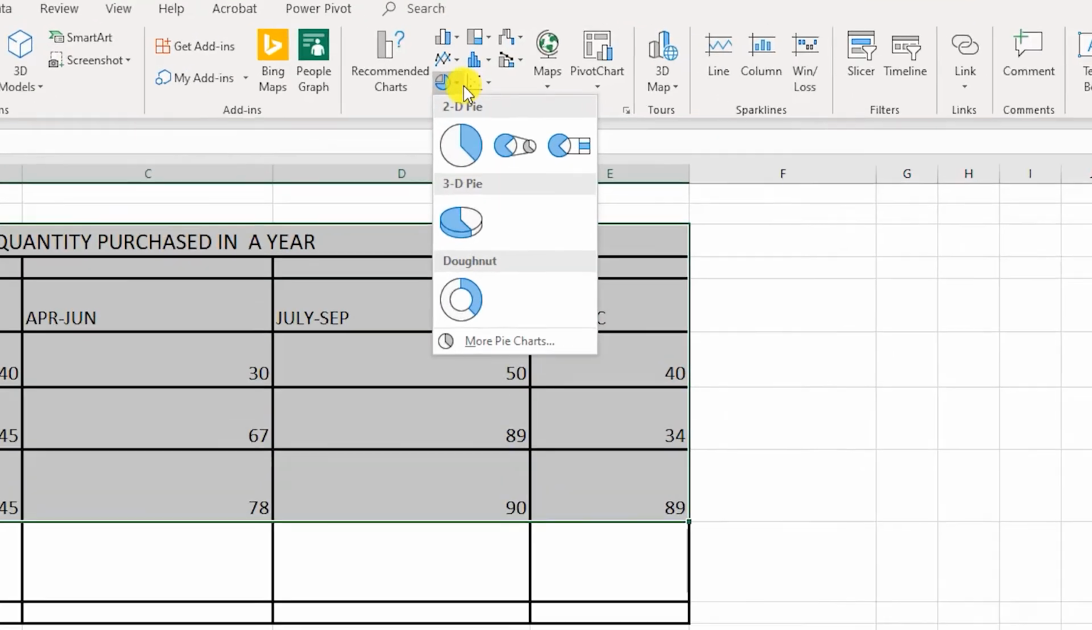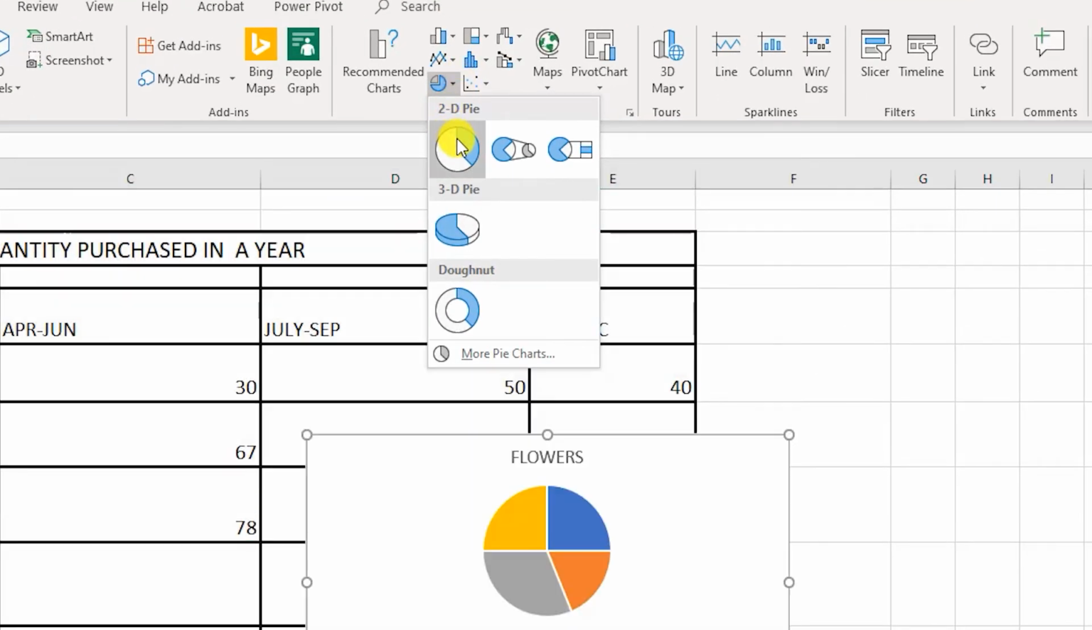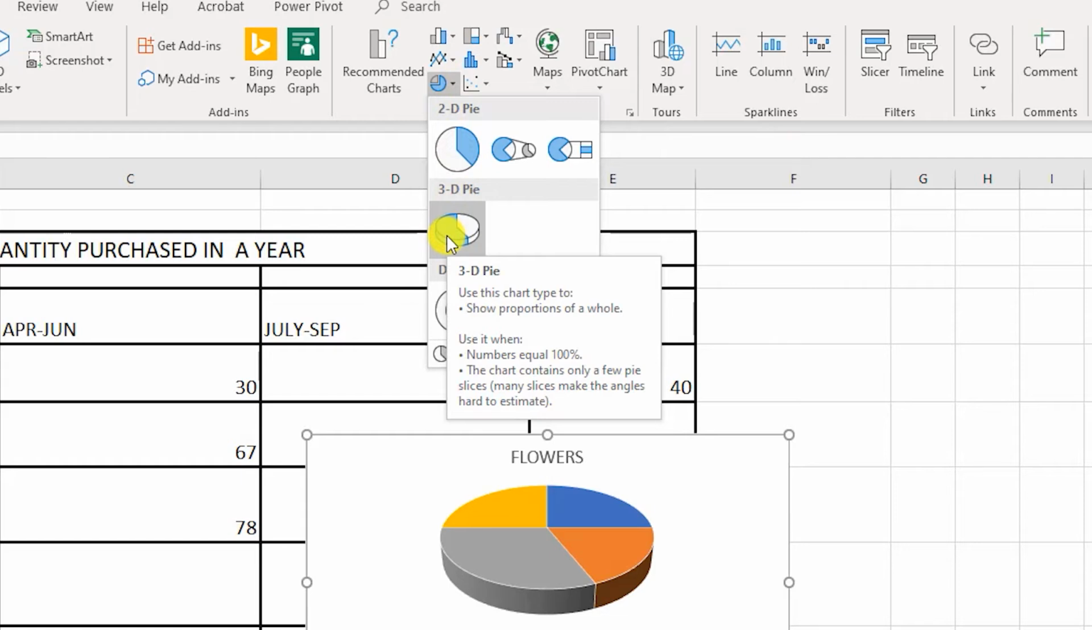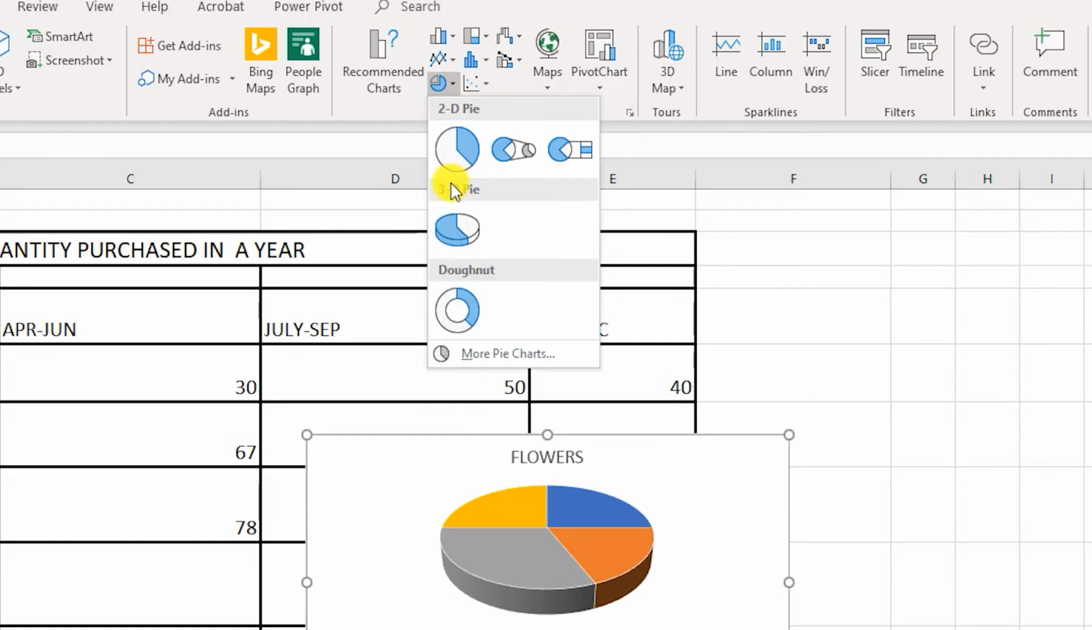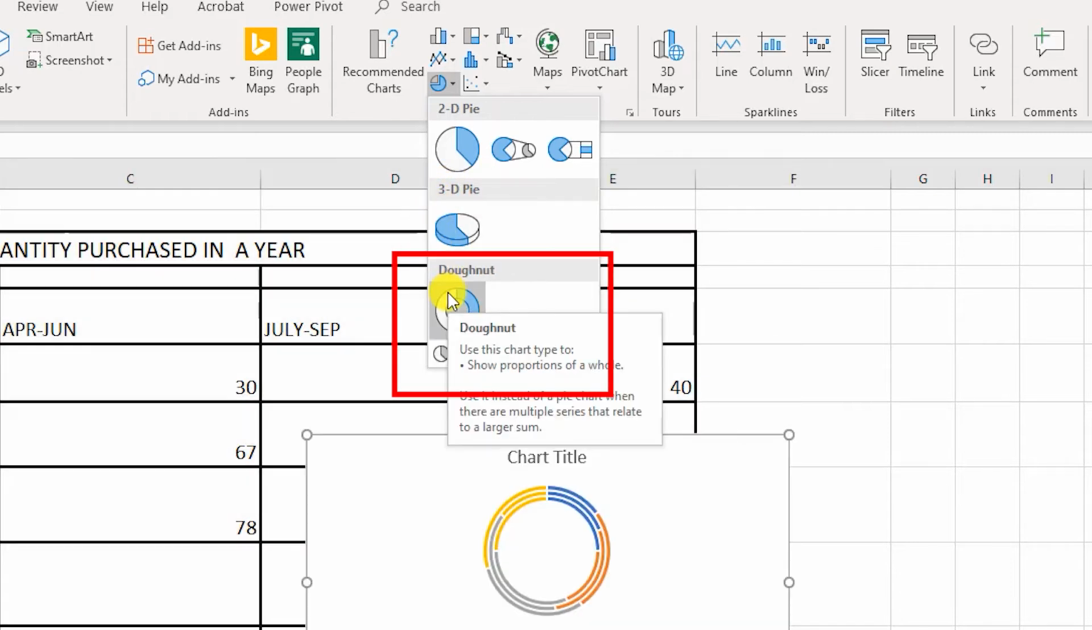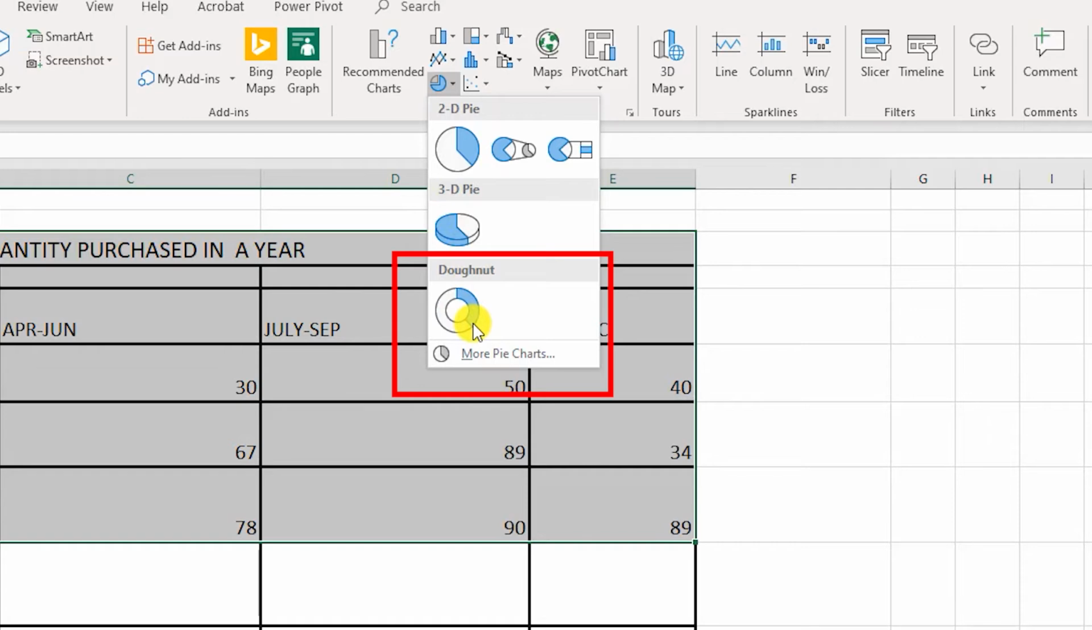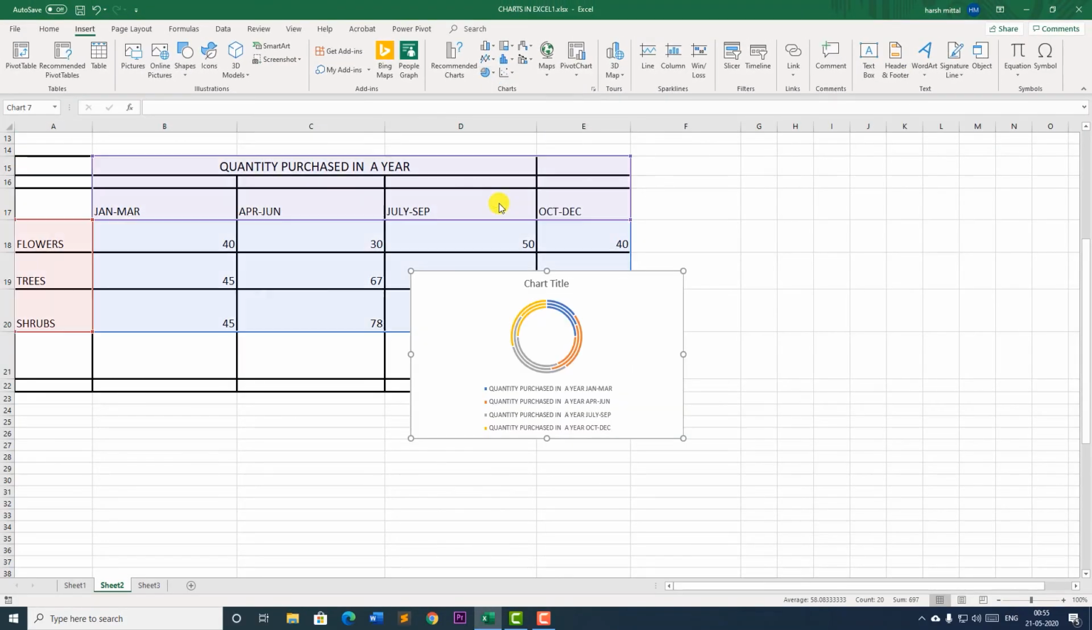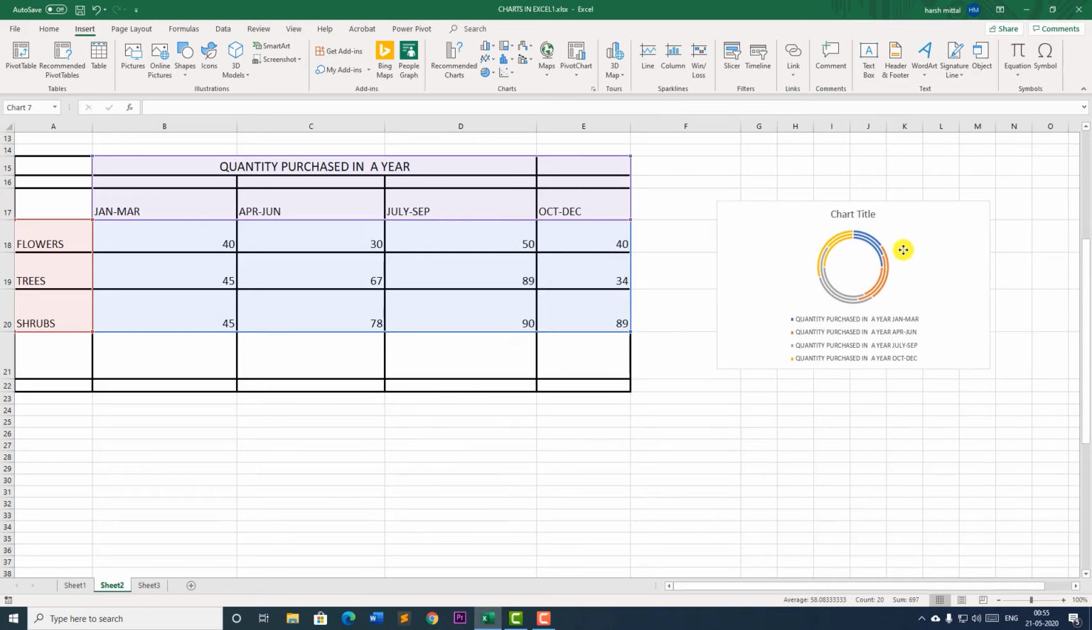The donut chart, see here in the pie charts, we have 2D pies also, 3D pies also. The one that is going to come in a 3D shape. The earlier pie chart that we had made was a 2D pie. Now this is a 3D pie. Now I want all the three categories. So this is the kind of chart I'll get. If I go for a donut chart, I'll get a donut chart of this style.